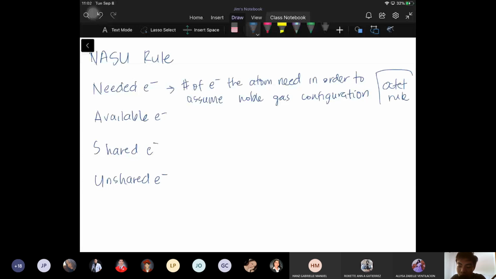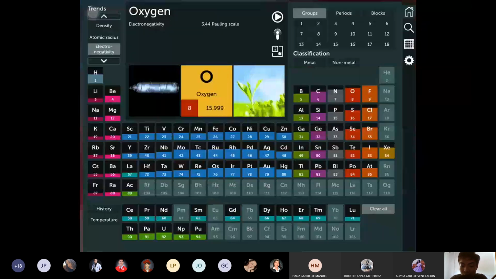So, ano yung octet rule again? When we say octet rule, it tells us that there should be 8 electrons, di ba? For the atom to be stable or to assume the noble gas configuration. Bakit? Ganito kasi. Balik tayo sa periodic table.